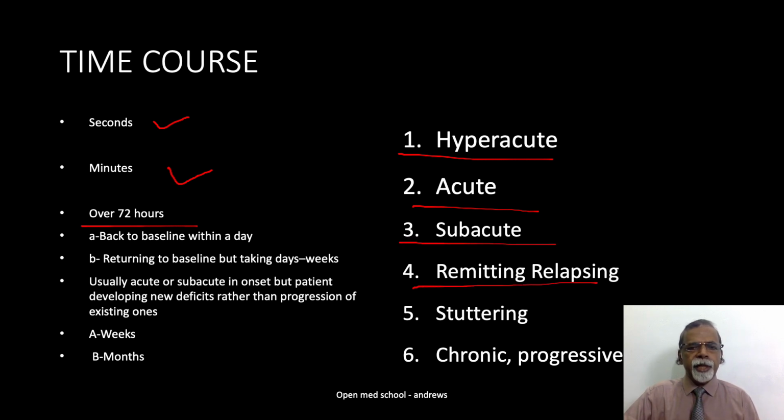Then we have spoken about the remitting and relapsing course. They may return to baseline and again recur. That is the remitting and relapsing. Sometimes it can be a stuttering course, that is, the disease will recur repeatedly. And we have also discussed the chronic progressive disease as in degenerative conditions, which can progress over either weeks or months. These are the things which we have discussed today.